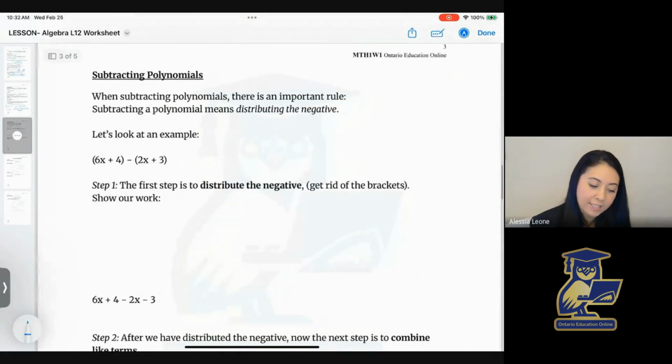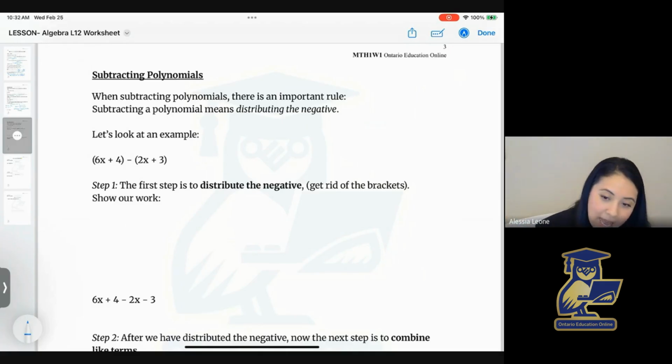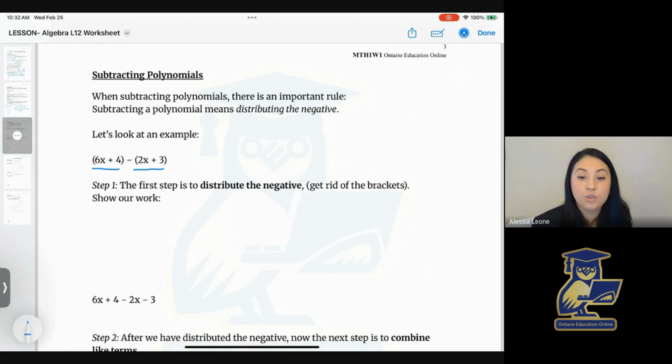And now subtracting polynomials. When subtracting polynomials, there's an important rule. Subtracting a polynomial means distributing the negative. So we are going to be looking at that example, and we are going to be taking that negative and spreading it throughout our bracket. So we have 6x plus 4, take away 2x plus 3. This is a polynomial, and this is a polynomial. And we are going to subtract them.